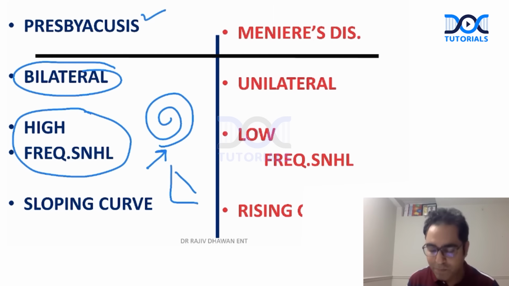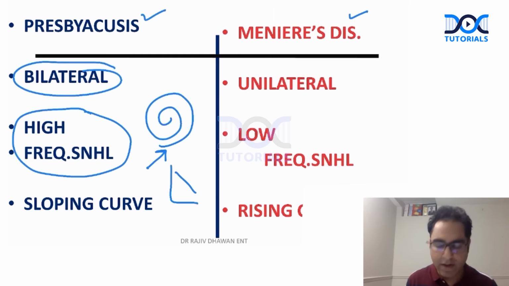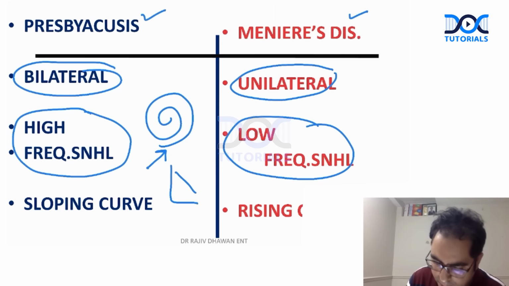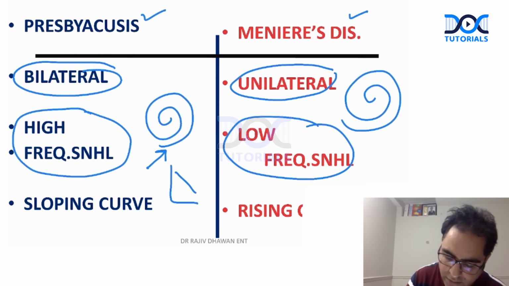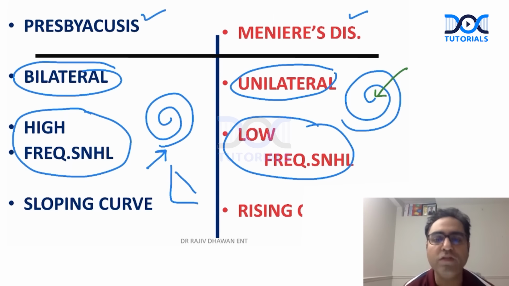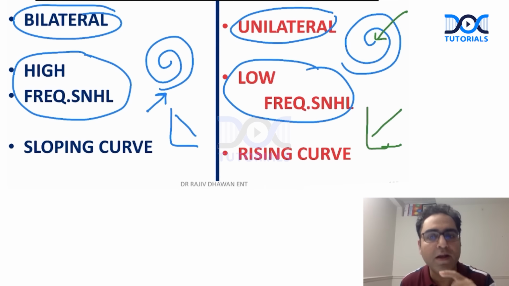The second one is Meniere's, beta. Guys, remember, Meniere's is a unilateral disease. Presbycusis is bilateral. And Meniere's causes low frequency SNHL. If you remember, the apex of the cochlea senses the low frequency sound, beta. So it means that Meniere's damages the apex of the cochlea first. Age damages the basal turn of the cochlea first. Meniere's damages the apex of the cochlea first. So a Meniere's patient will have low frequency SNHL in early stages. So therefore there will be a rising curve. Which curve? Rising. How to remember? Meniere's rising. Age sloping.